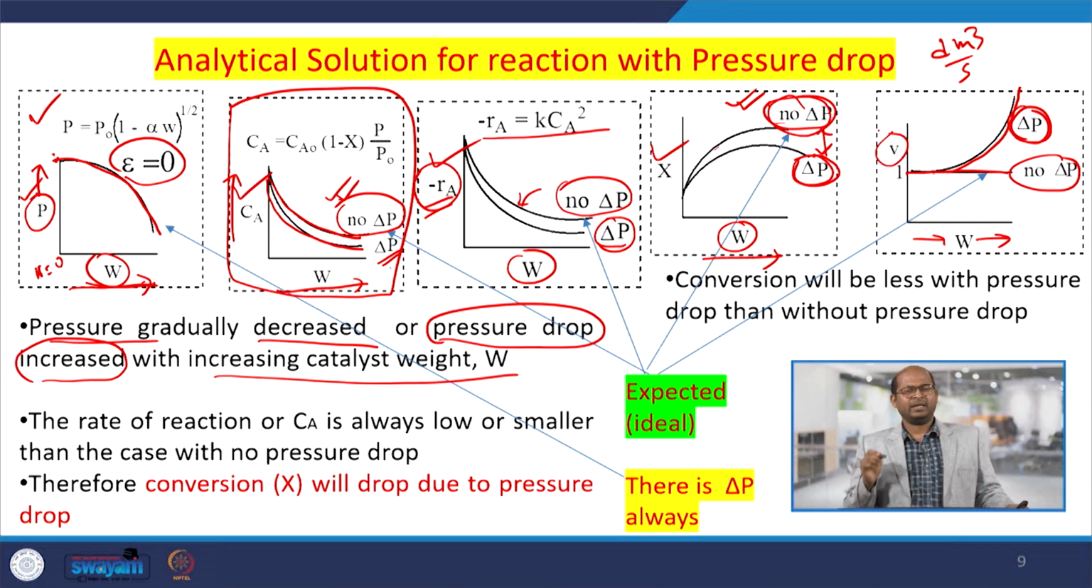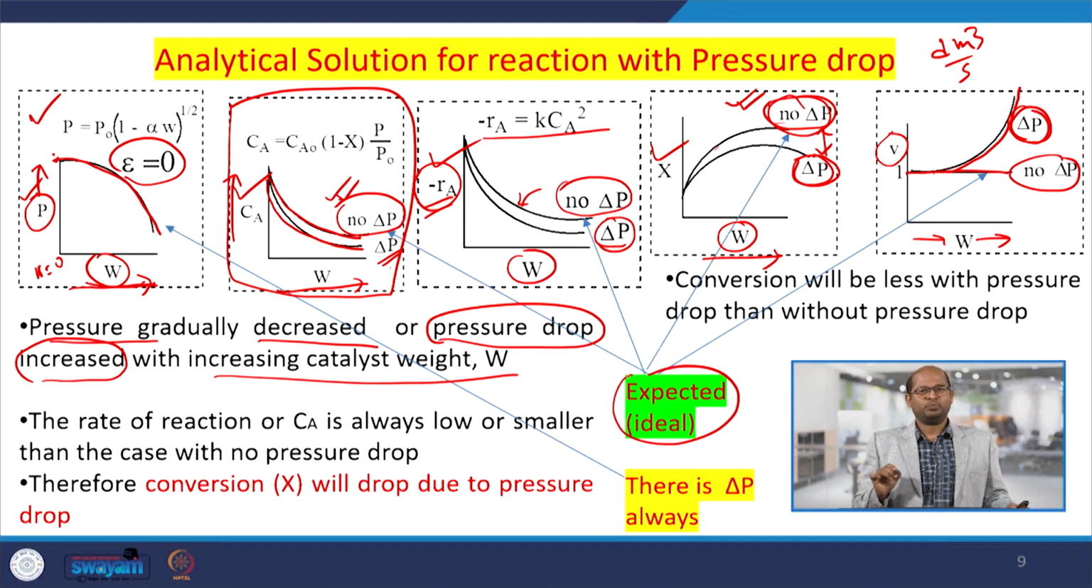So, in the ideal case, if our design for that particular packed bed reactor is perfect, then ideally we expect that there is no pressure drop in the system. We have designed the packed bed reactor and placed the catalyst in such a way that no pressure drop is there. And if no pressure drop is there, the rate of reactions will be high.